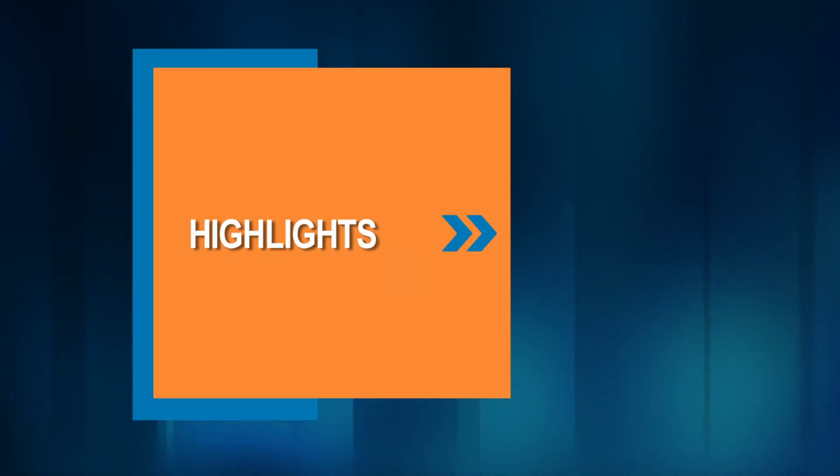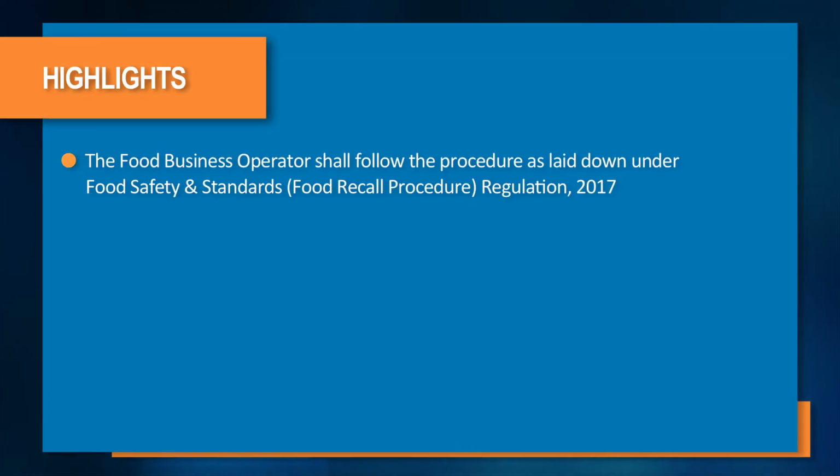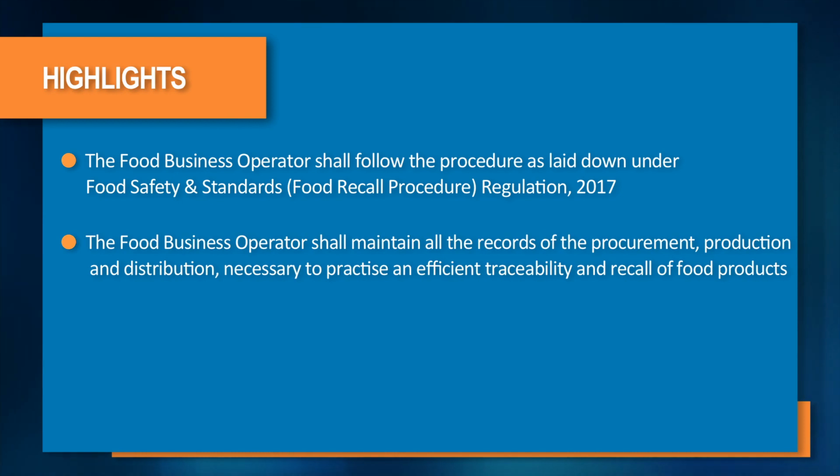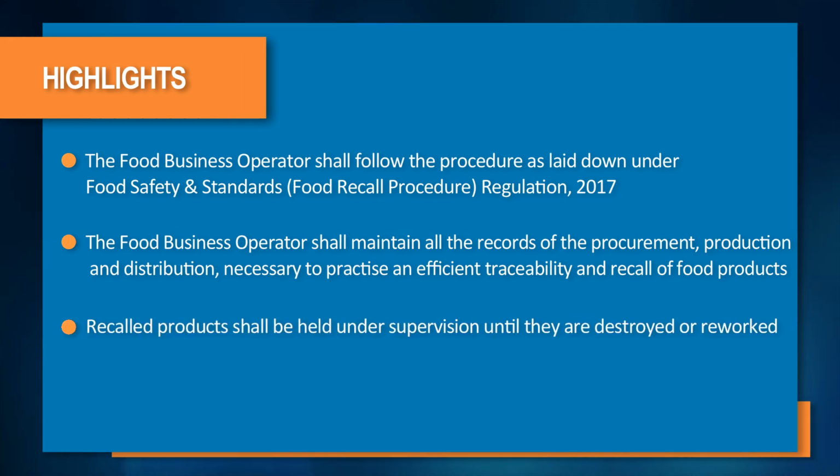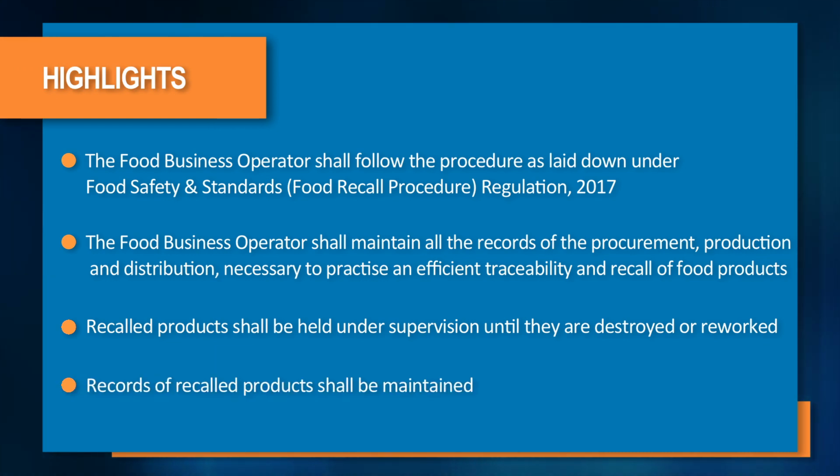Thus, the main points to remember are: the food business operator shall follow the procedures as laid down under Food Safety and Standards, Food Recall Procedure, Regulation 2017. The food business operator shall maintain all the records of the procurement, production, and distribution necessary to practice an efficient traceability and recall of food products. Recalled products shall be held under supervision until they are destroyed or reworked. Records of recalled products shall be maintained.